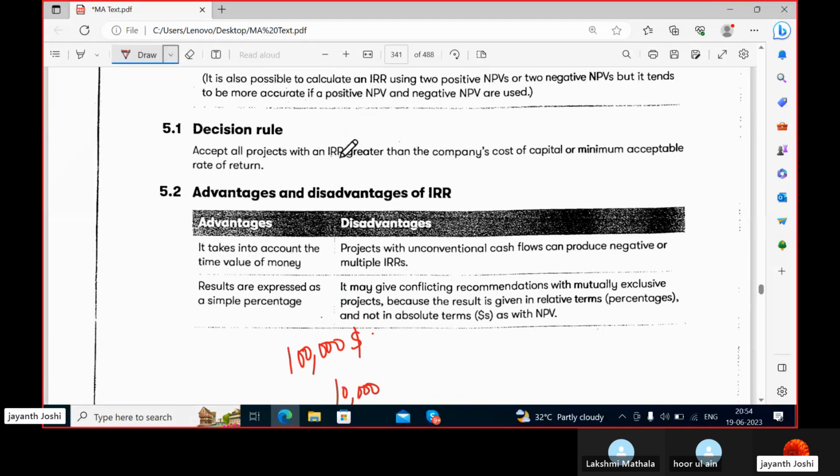All projects with a greater IRR than the company's cost of capital are acceptable. I have taken the cost of capital as 8% and the IRR was 12%, so this is acceptable. But if the cost of capital is 15% and the IRR is 12%, this is not acceptable. Did I say the same thing?